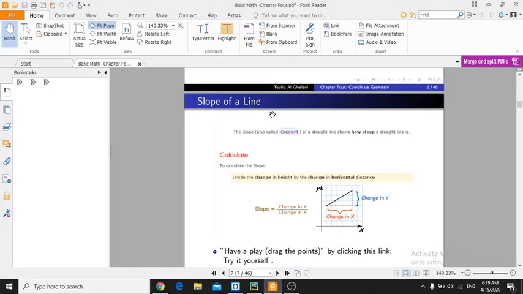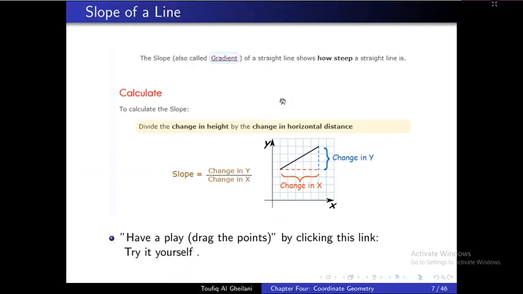In this video, we are going to complete chapter 4. In this video, we start to explain the slope of a line. The slope of a straight line shows how steep a straight line is. To calculate the slope, divide the change in height by the change in the horizontal distance.